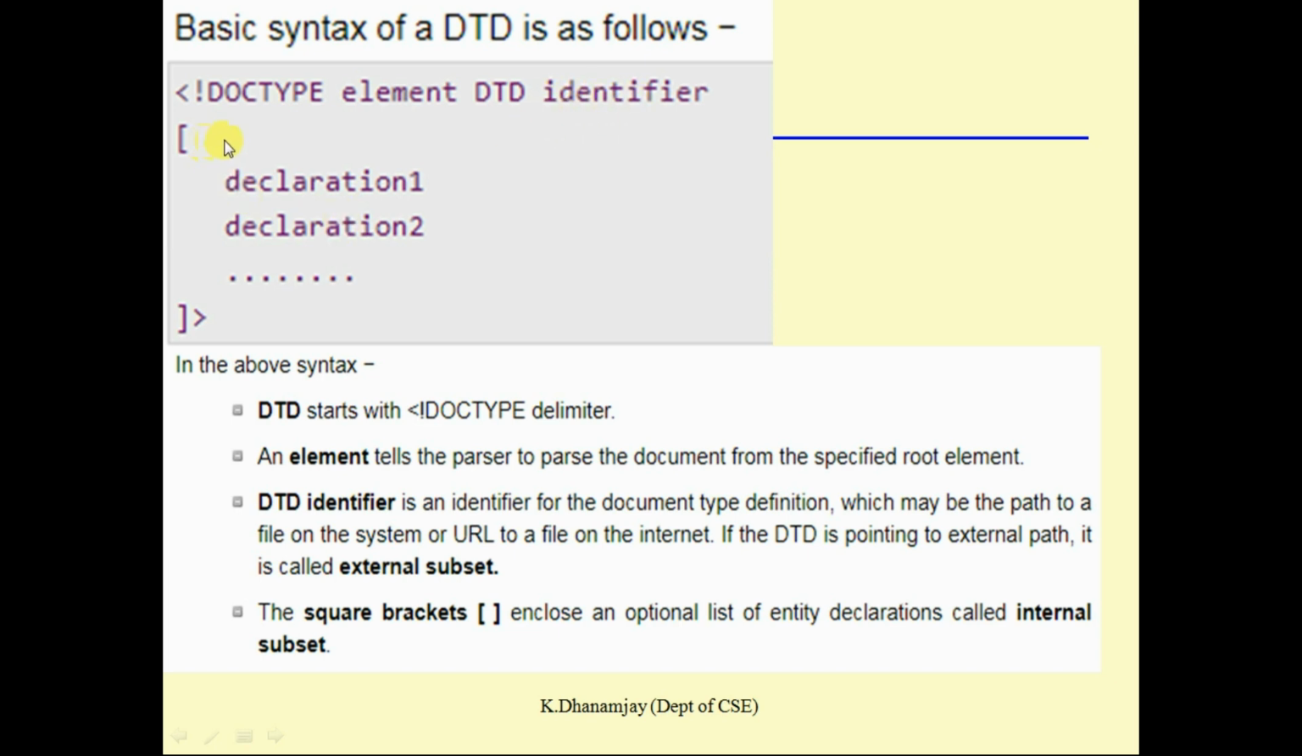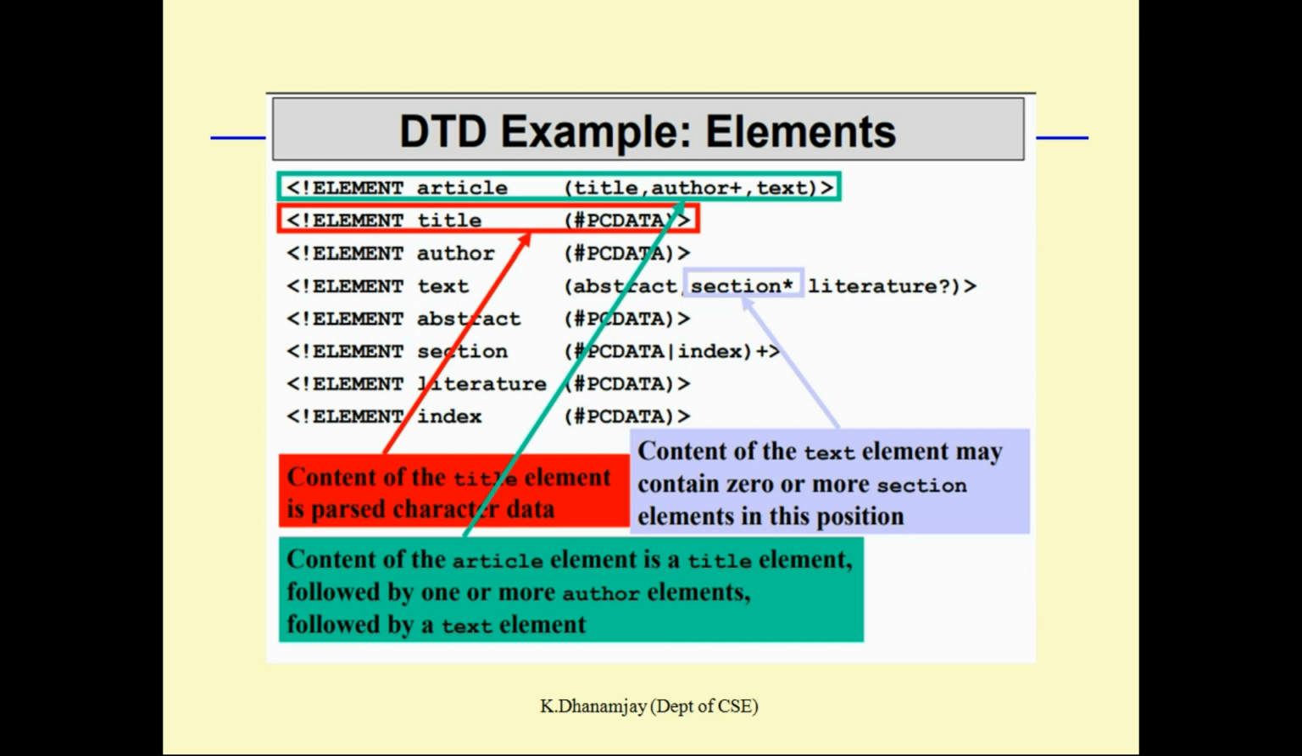And whatever is specified in the square brackets is an optional part, an optional list of entity declarations called the internal subset. External subsets are nothing but outside resources, and an internal subset is nothing but within the DTD code. Let's see an example for a DTD. Here you can have an element, article, and then whatever the contents are, that is called a content model. A content model is nothing but a group of elements or a group of attributes.